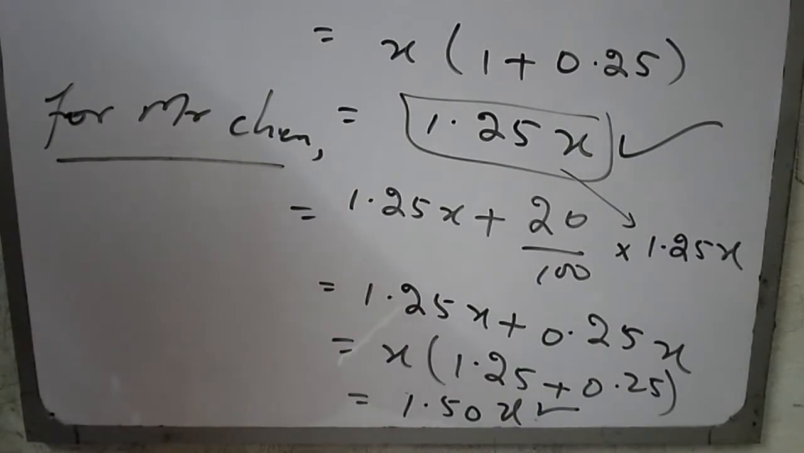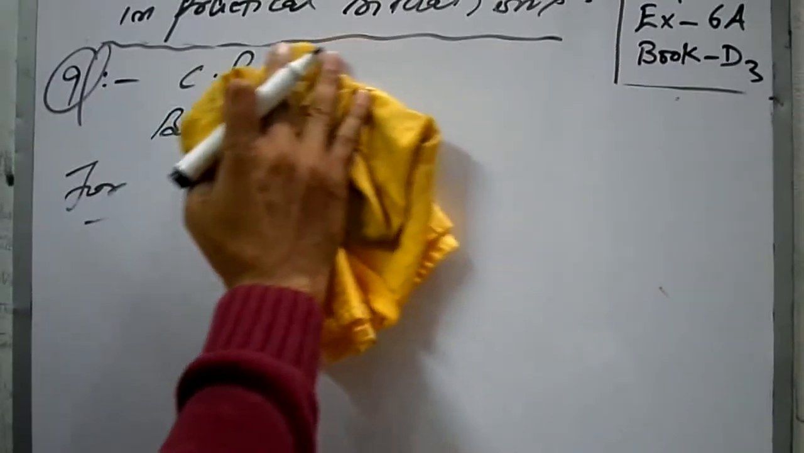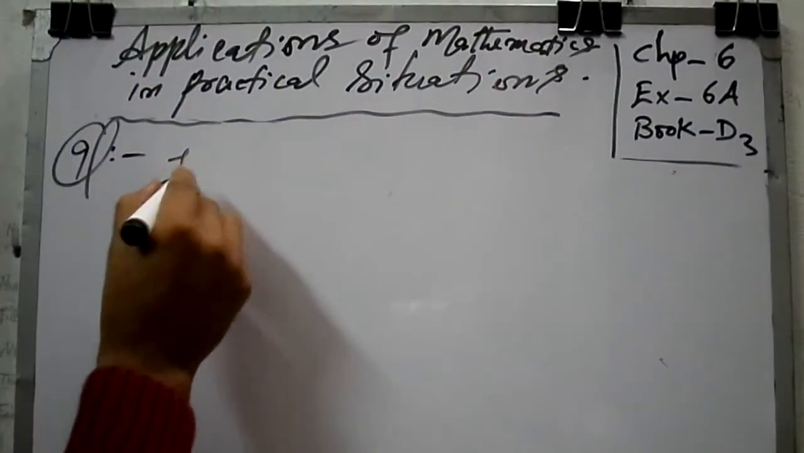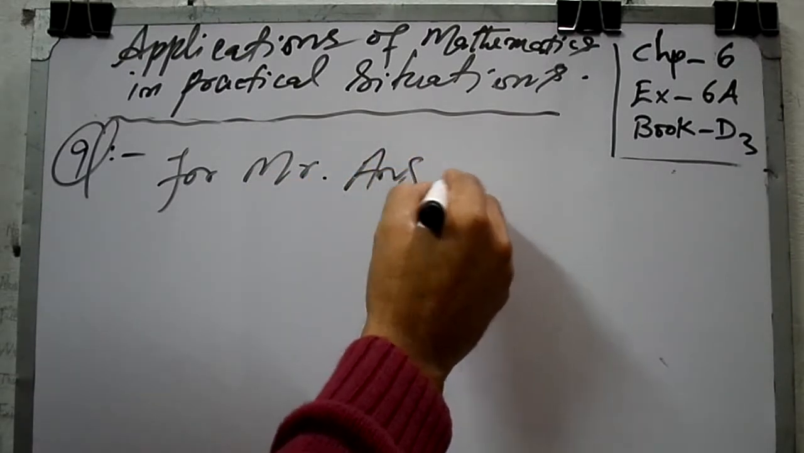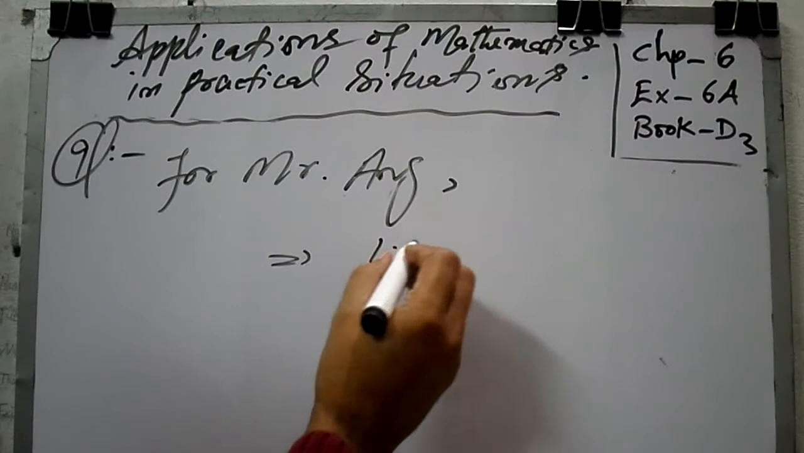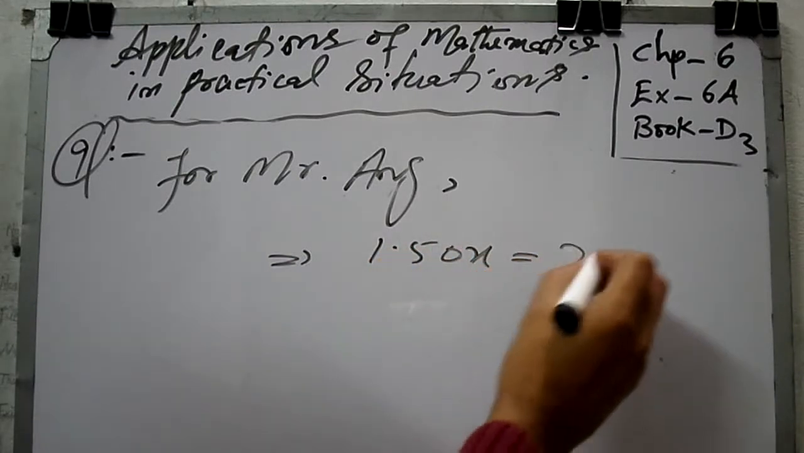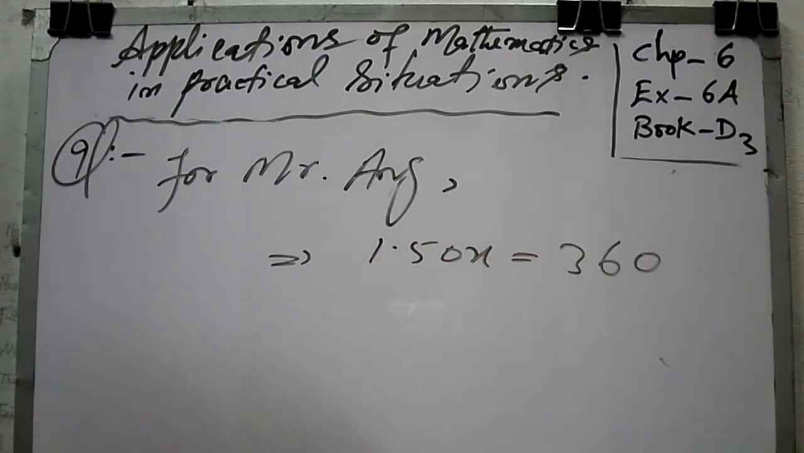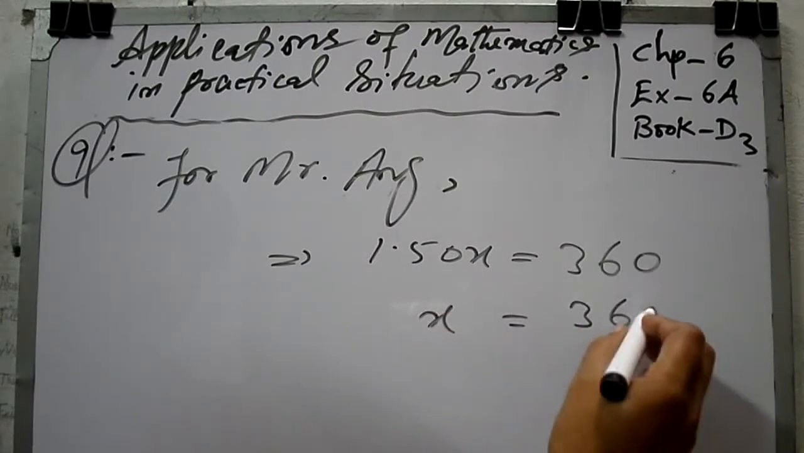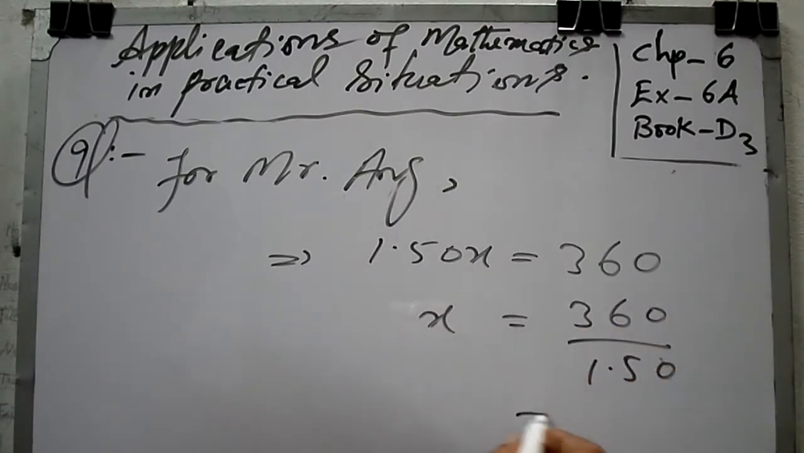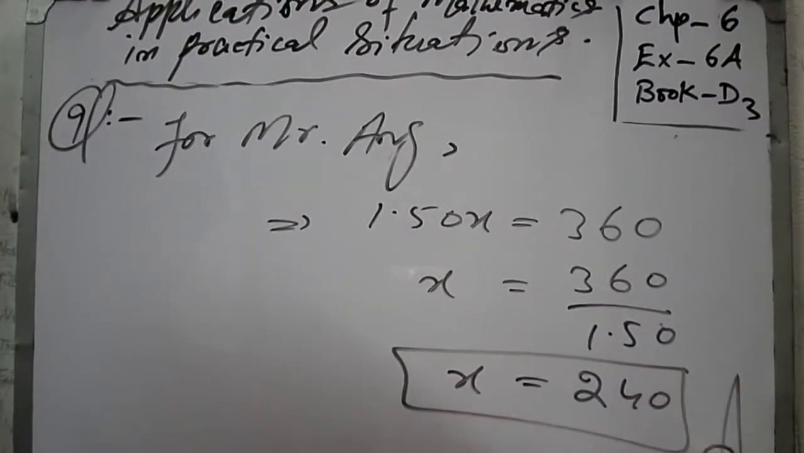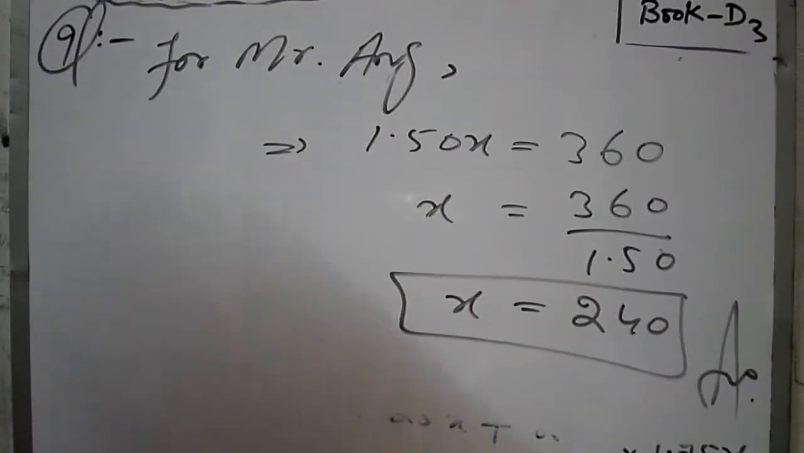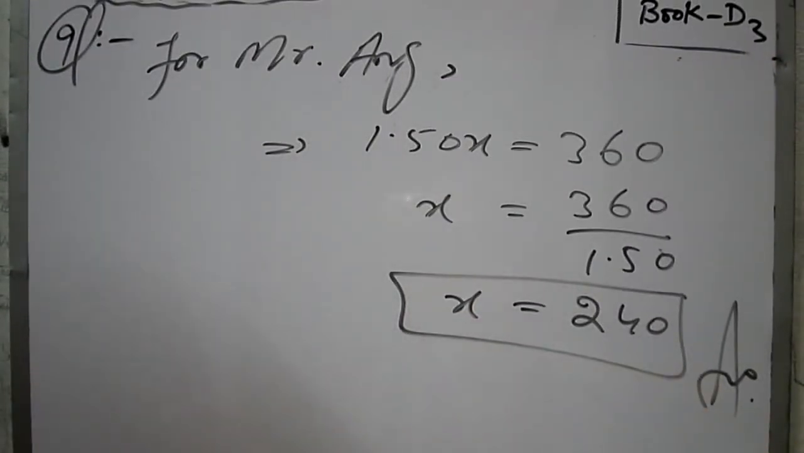Now for Mr. Ang, the given condition will be 1.50x is equal to $360, he pays. So the value of x will be 360 divided by 1.50. So the value of x is 240. So that is your cost price, which we had supposed that we have to calculate. So that is your result.